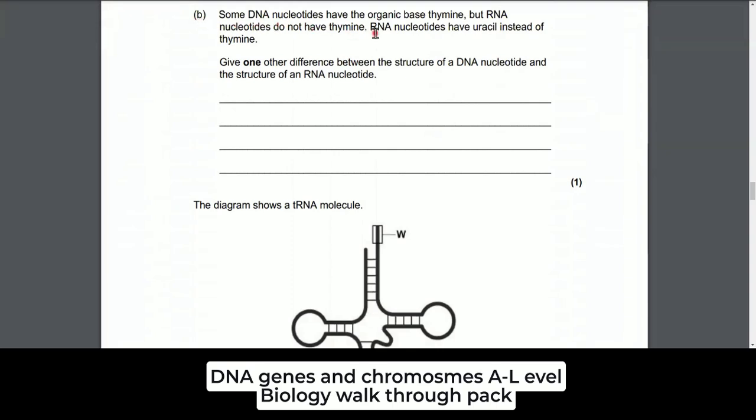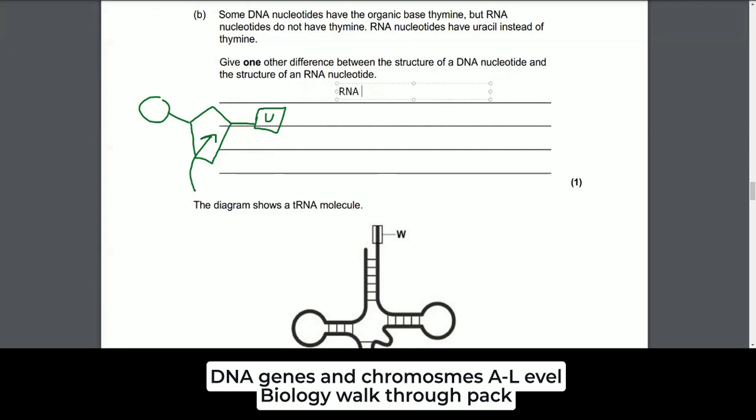B, some DNA nucleotides have the organic base thymine, but RNA nucleotides do not have thymine. RNA nucleotides have uracil instead of thymine. Give one other difference between the structure of a DNA nucleotide and the structure of an RNA nucleotide. So what's the other difference? Think about your nucleotide. Both contain a phosphate, both have a pentose sugar, both contain bases. However, we've just been informed the RNA base has U instead of T. What's another difference? Well, it's right here. It's not in the phosphate, it's with this pentose sugar. What's the name of the pentose sugar in RNA?